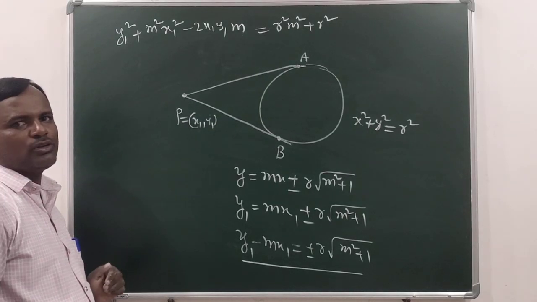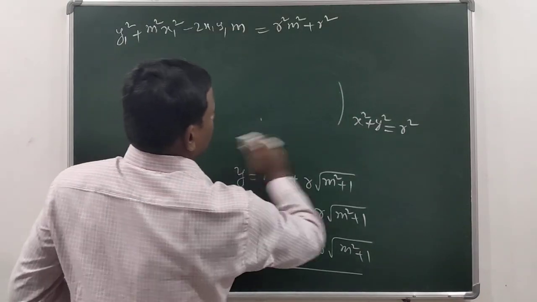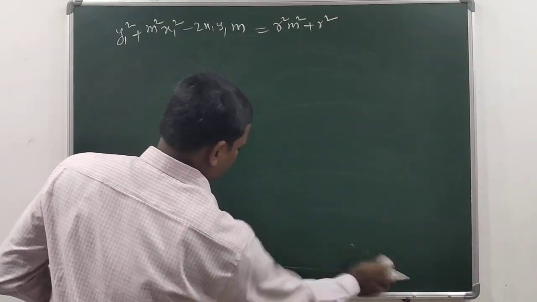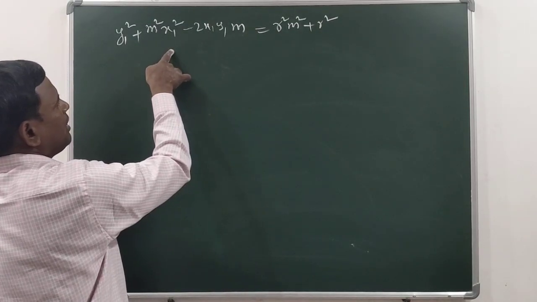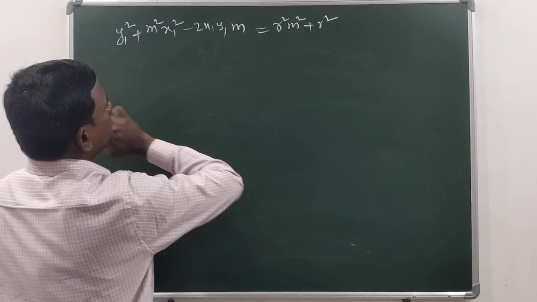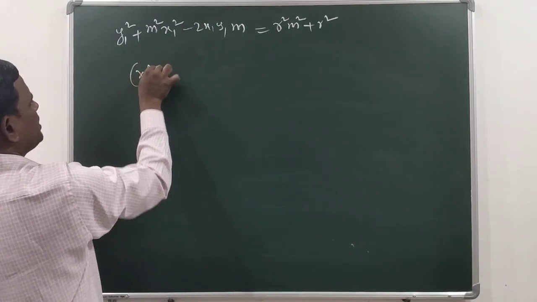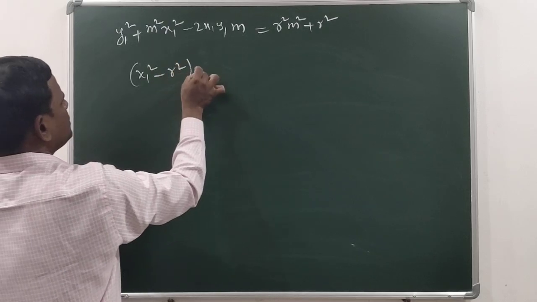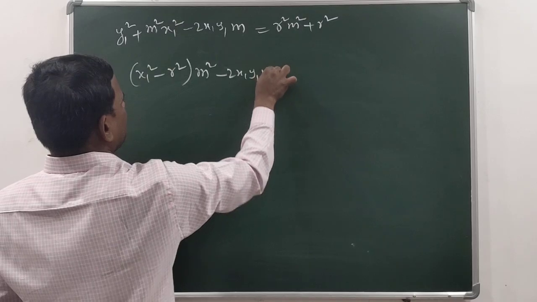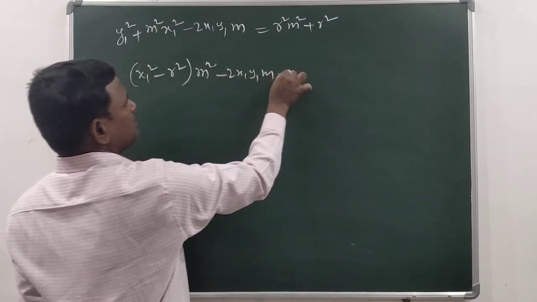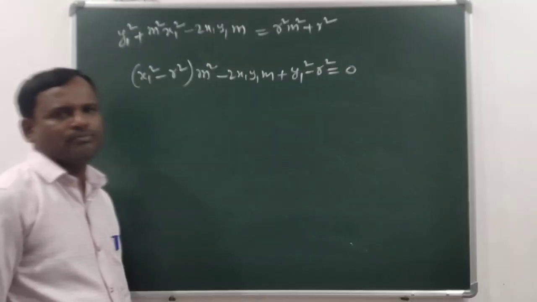Now I want to erase this solution. See here, simplify that. If you simplify this, what do you get? Now transfer this one to the left side and take this m square common from both. If you take m square common, x1 square minus r square, which is equal to m square, here 2 x1 y1 m. Now transfer this one to the left side, so that you will get y1 square minus r square which is equal to 0.